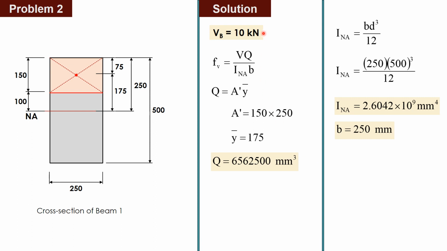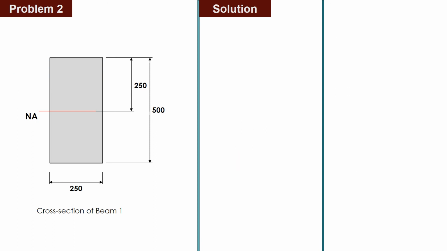So, substituting V, and then Q, INA, and then B, to this equation. Nire-write ko lang dito. So, this will be our shear stress at point B, located at 100 millimeters above NA. So, that's 0.101 megapascal. So, let us now compute for the bending or flexure stress at the same location na 100 millimeters above NA.